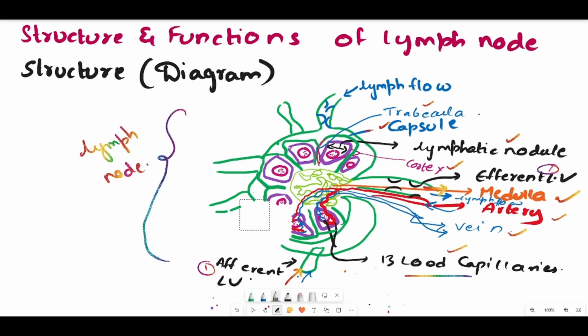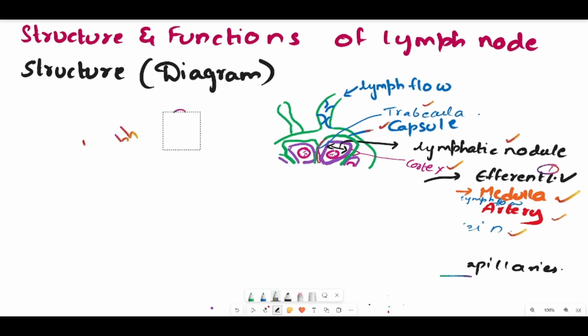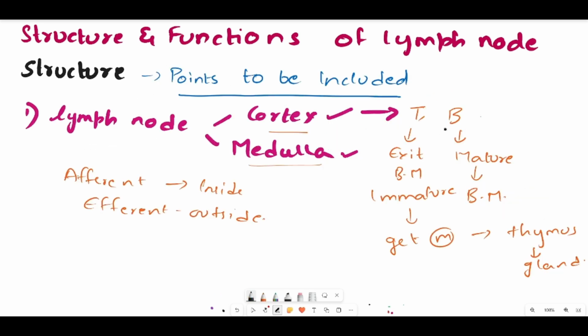So let us see the remaining points. After drawing the diagram, what points will you be including? First thing is the lymph node. As mentioned in the diagram, this will have the middle medulla part and the outer cortex part. The cortex part has two types of lymphocytes: one is T and one is B lymphocytes.